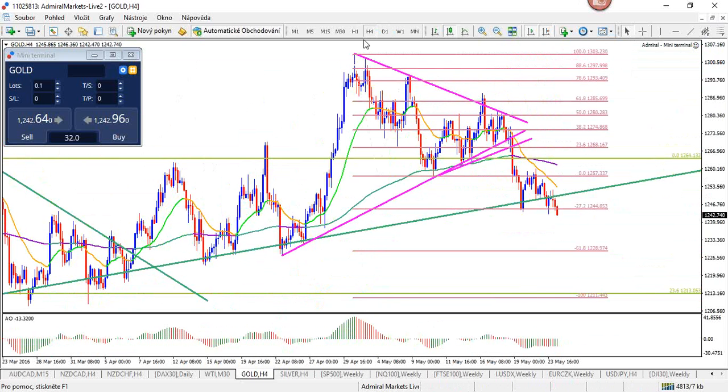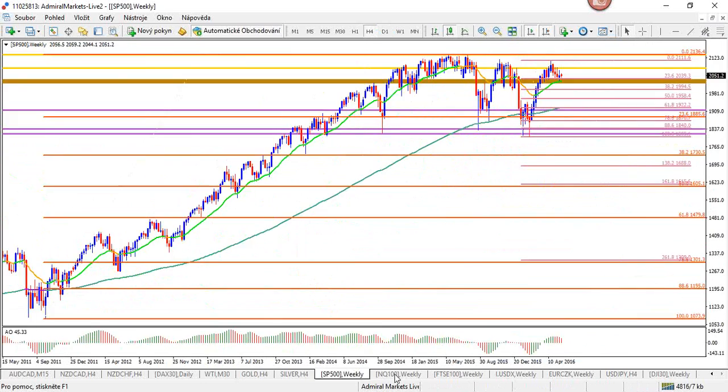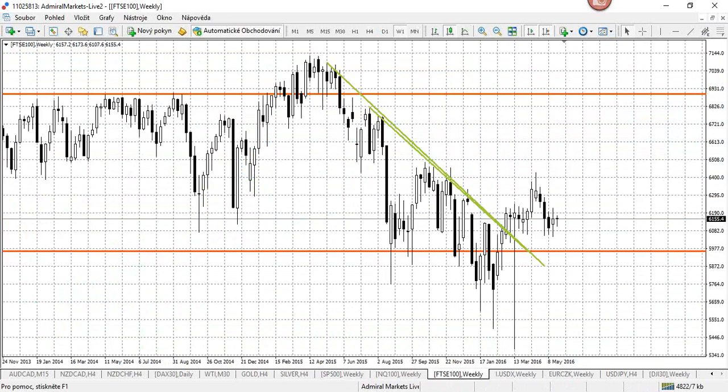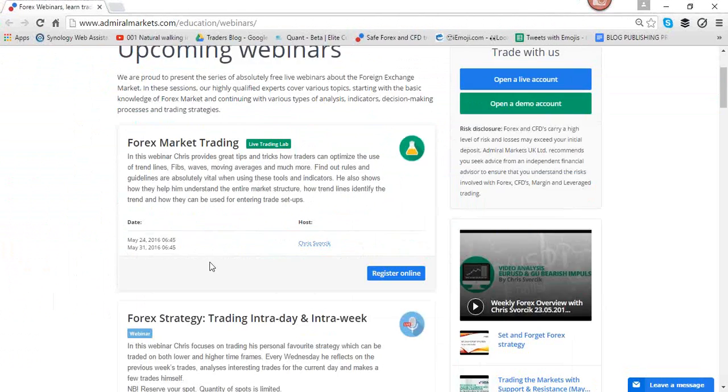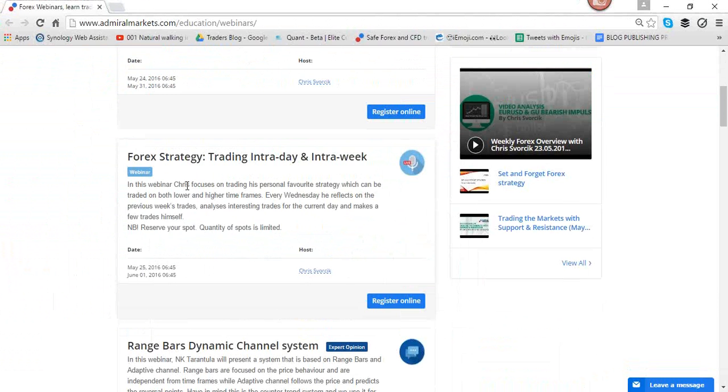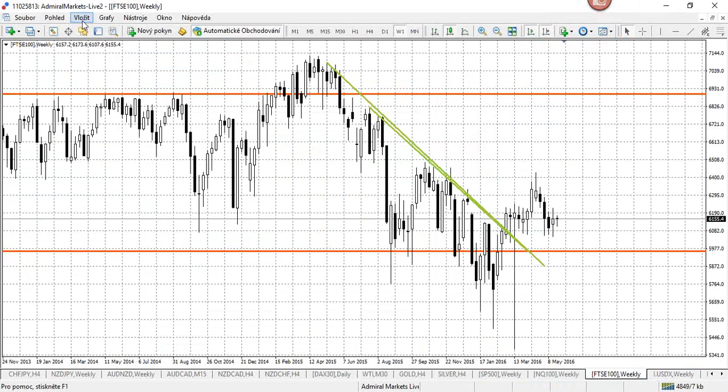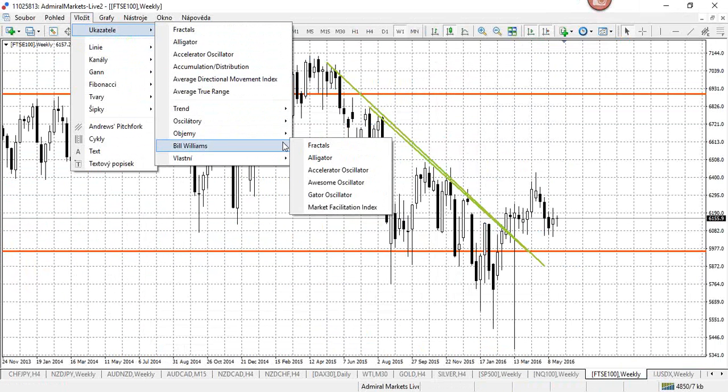Same for gold. Nothing new on the indices, I think. The second thing I wanted to show you is that tomorrow we'll take a look at strategy. We're going to take a look at the fibs in combination with the alligator. Alligator is an indicator from Bill Williams, which you can find on any MT4 platform. And we're going to combine that, and that's the strategy focus of tomorrow. You can easily do that by going to Insert, Indicators, Bill Williams, Alligator.